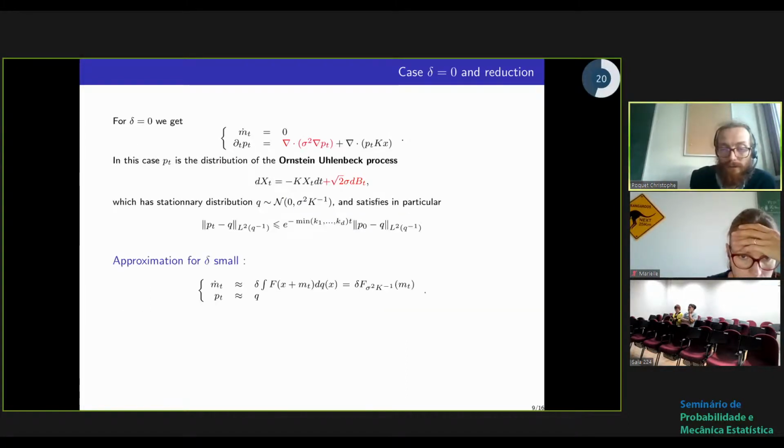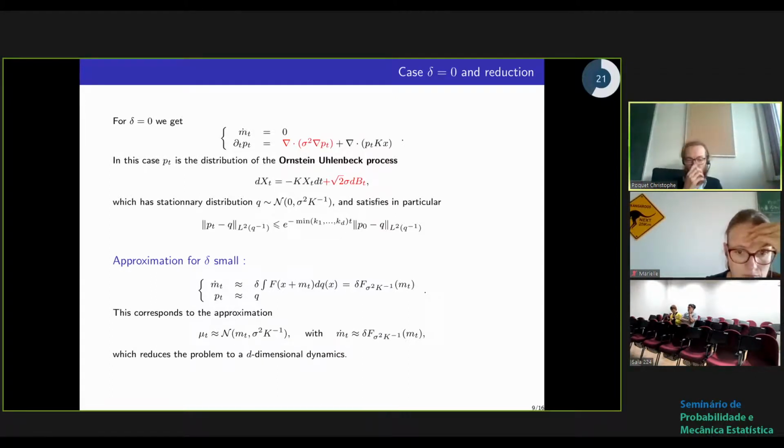So at first approximation, the dynamics of MT is just given by the integral of f of x plus MT against Q. And in fact, Q doesn't move here, so it's just some function of MT. A function f, which is not equal to f here, it's some modified function f, which depends on the parameter sigma quads k minus 1. And what does it mean?